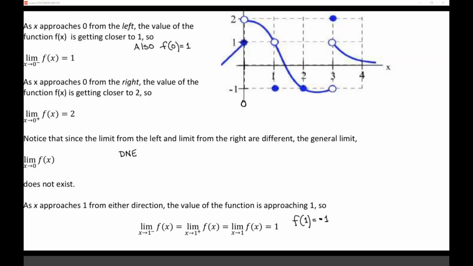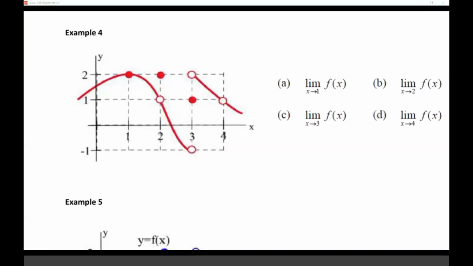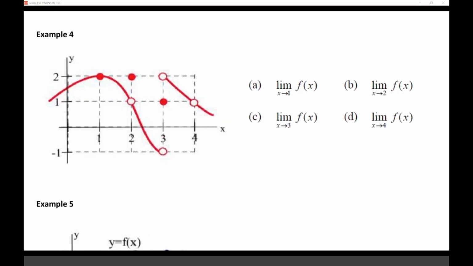So let's take a look at some examples. Here is a function that looks like it's been run through a lawnmower. It's some kind of piecewise function. It's not a pretty function, not like a polynomial or anything. But let's see if we can work on it. Basically, I need you guys to work with me, and then I'll ask you to finish each one of these A, B, C, and D.